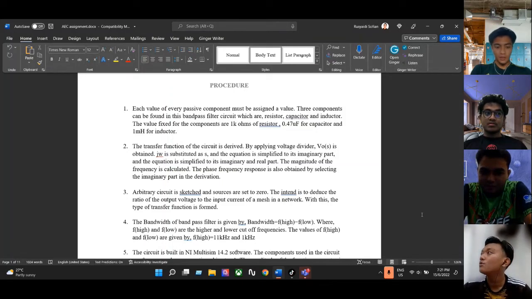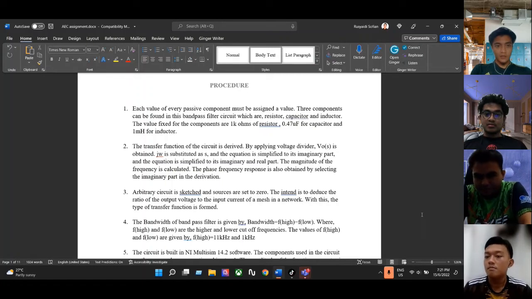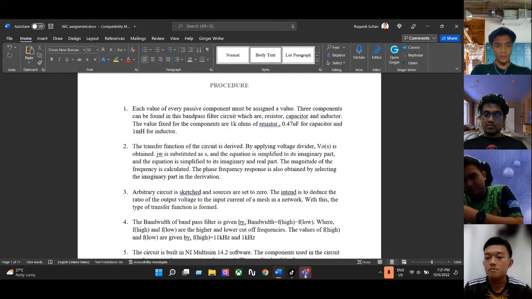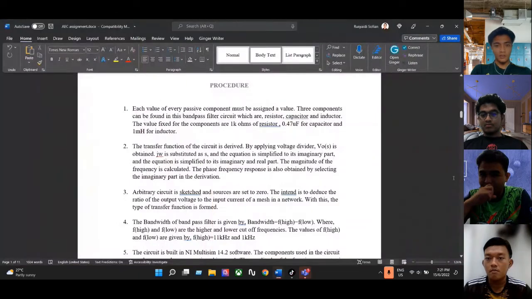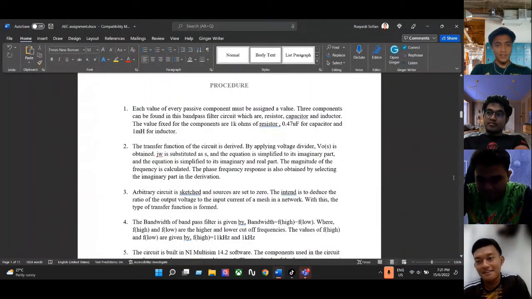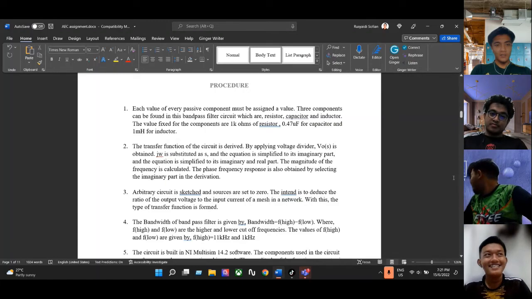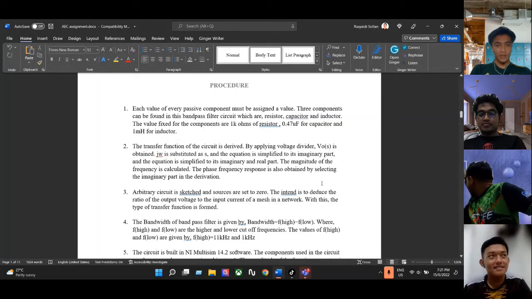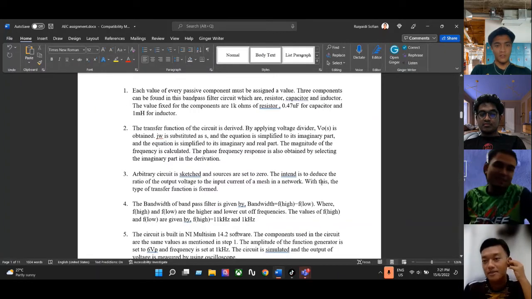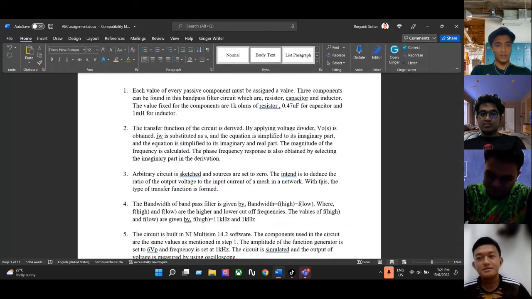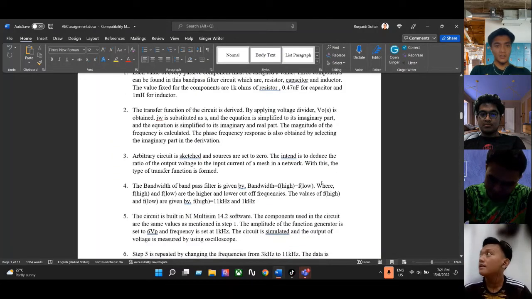Okay, for my part is the procedure. Each passive component must be assigned a value. Three components can be found in this bandpass filter circuit, which are resistor, capacitor and inductor. The values fixed for the components are 1k ohm for the resistor, 0.47 microfarad for the capacitor and 1 millihenry for the inductor.